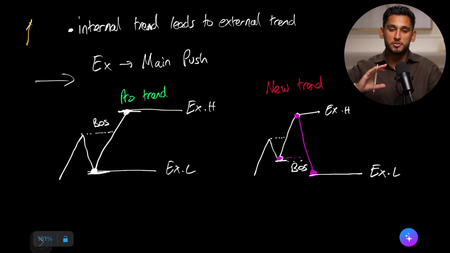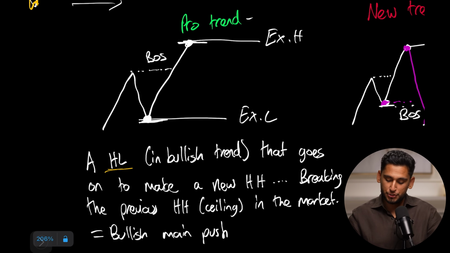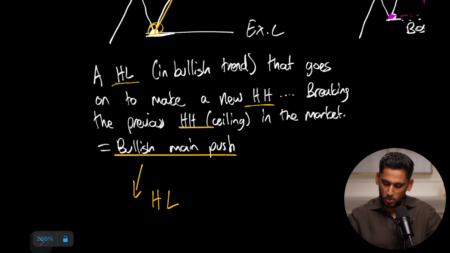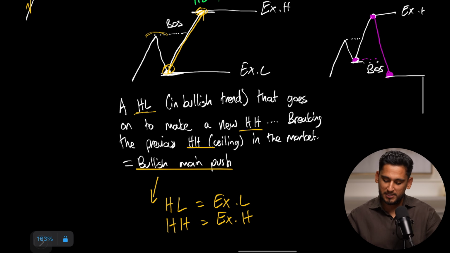So let's define the difference between pro trend and new trend. Pro trend is going to be a higher low in a bullish trend that goes on to make a new higher high. So as we had it here, a higher low that goes on to make a new higher high, breaking the previous higher high. That's the old ceiling. Therefore, with that new higher high, we have now found a bullish main push. So this new higher low to higher high is now our main push. And within that main push, the higher low equals external low, and the higher high equals external high. Very simple. Obviously, this is in a bullish sense.